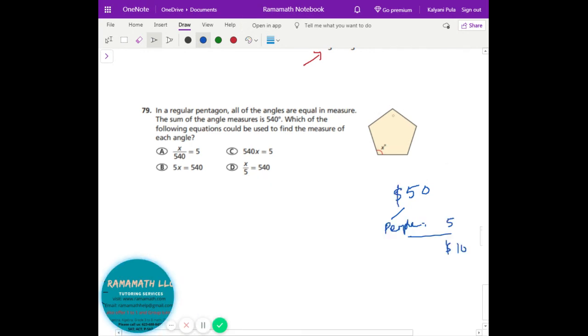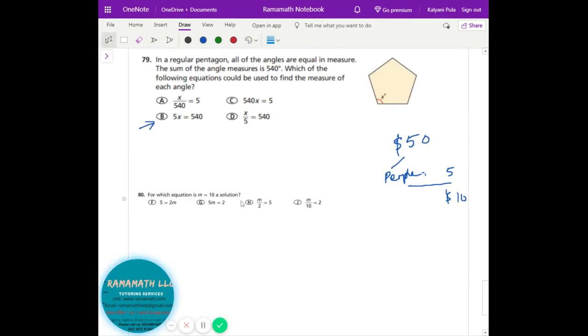540 is the total angle, and each angle has to be smaller than that. So it can't be a multiplication, it has to be divide. But how do we divide it? So 540 divided by 5. But which equation represents that out of these? Because 5x is 540, and obviously the first step is to divide by 5 on both sides. Then you can get how much each angle is. Okay.